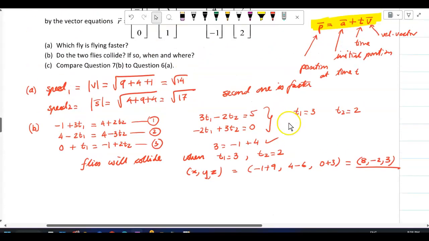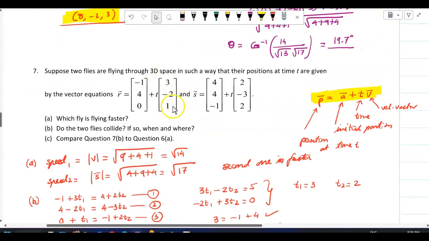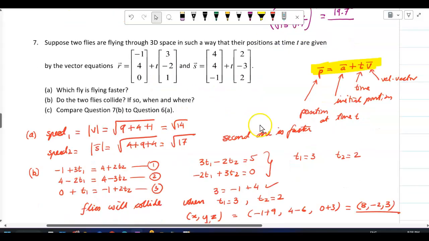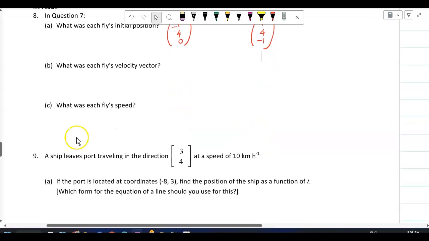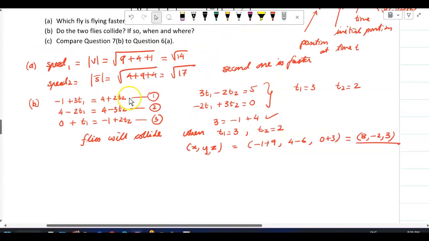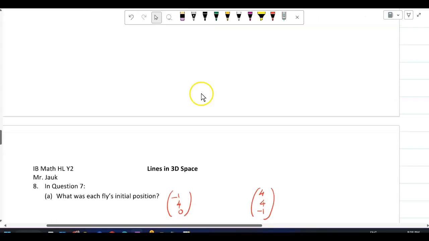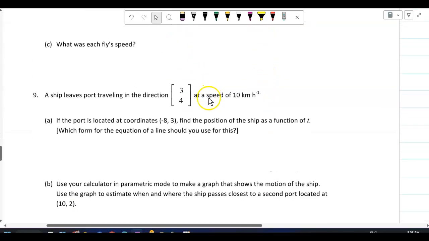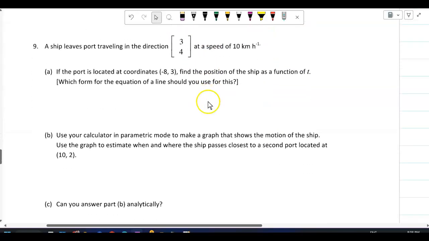Each fly's velocity vector. This is the first fly's velocity vector. This is the second fly's velocity. 3 minus 2 1. 2 minus 3 2. Correct. Each fly's speed we found out now. We found that. This is just to reiterate. So we just say it as minus 14, minus 17. Yeah. Speed is root of 14 and root of 17.